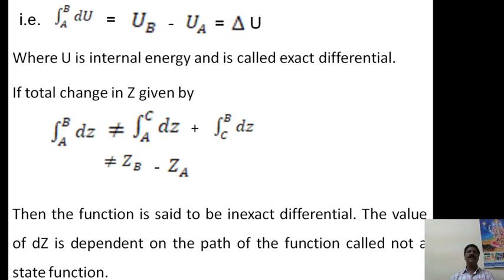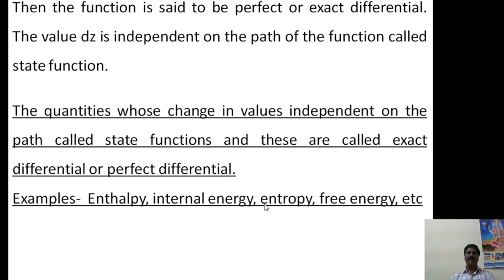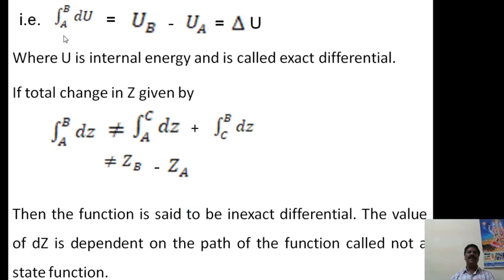Now coming to an example by taking internal energy. We can write the integration from A to B of dU is equal to UB minus UA. This can also be written as delta U. Therefore this is called an exact differential, where U is internal energy.